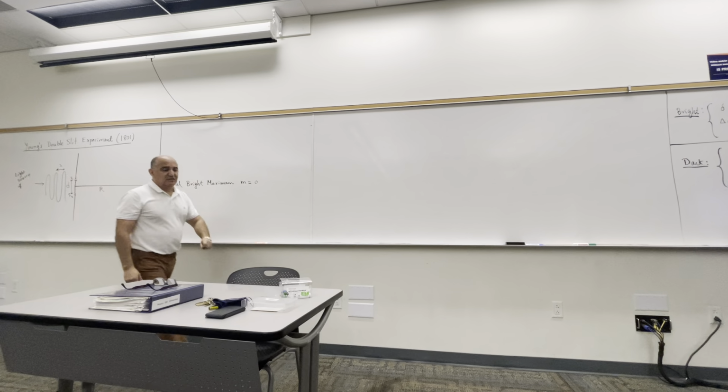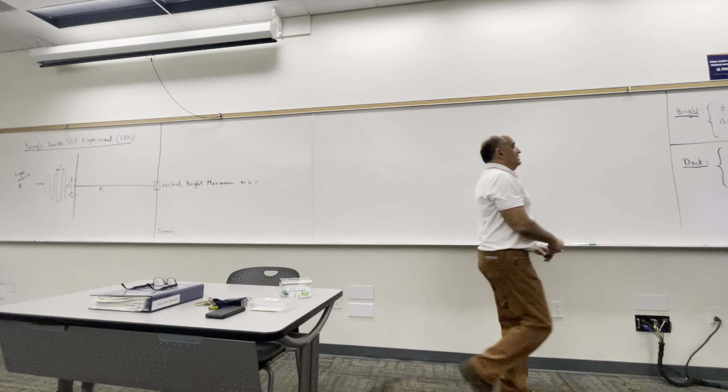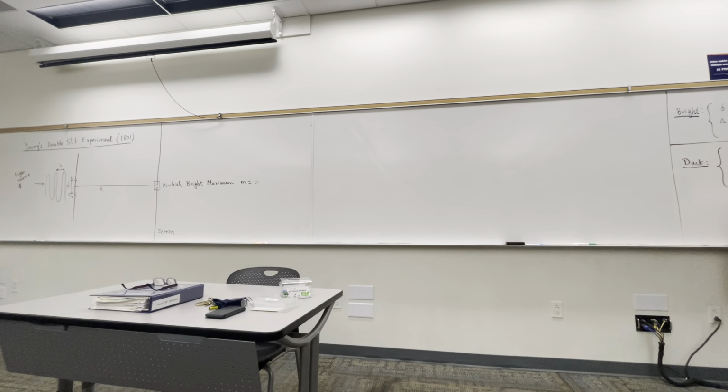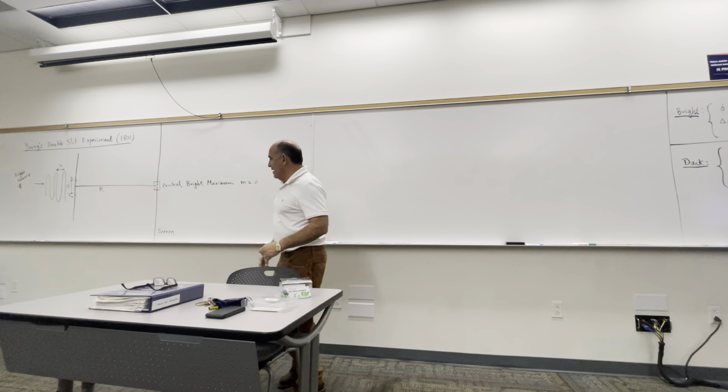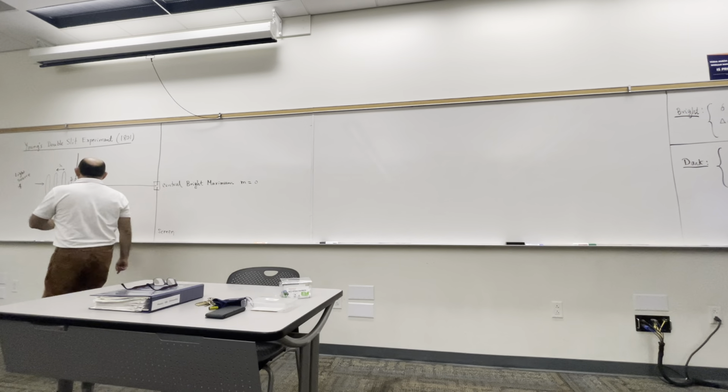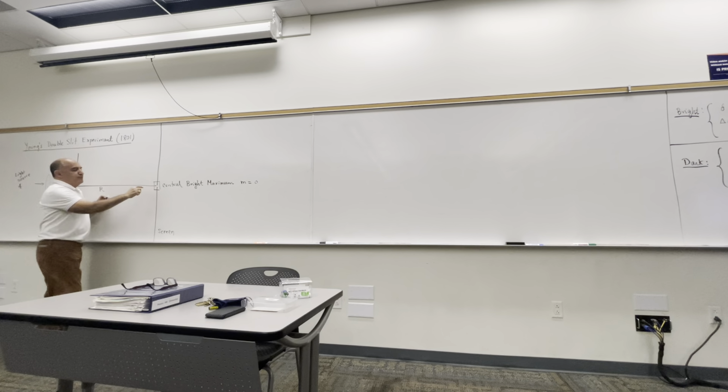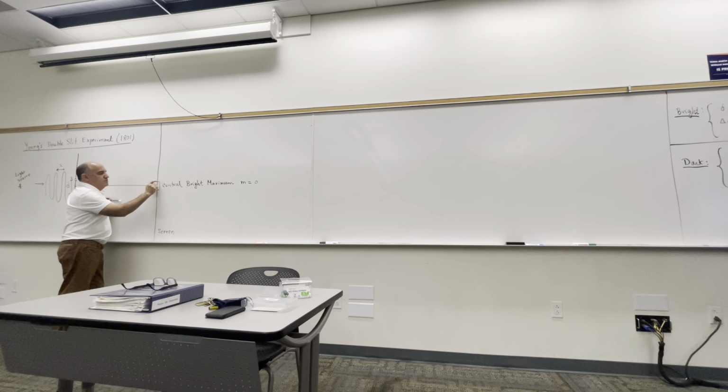Okay, so if I look on the screen, at this point, the path length difference is 0. And that satisfies this. So it's bright. Now, what happens if I move off from the center? As I move off from the center, one distance is getting shorter and the other one is getting longer.